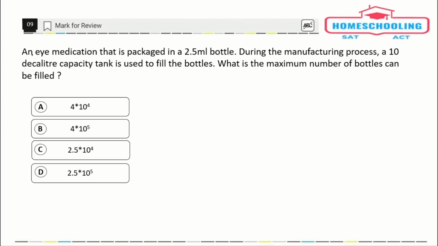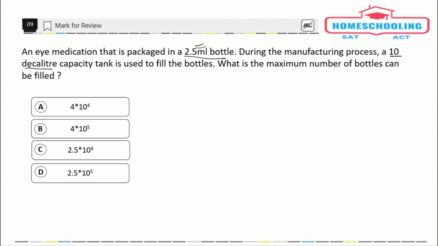The question says that an eye medication is packaged in a 2.5 ml bottle. During the manufacturing process, a 10 deciliter tank is used to fill the bottles. So we have to fill from this 10 deciliters into these 2.5 ml bottles. What is the maximum number of bottles that can be filled from this tank into these small 2.5 ml bottles?